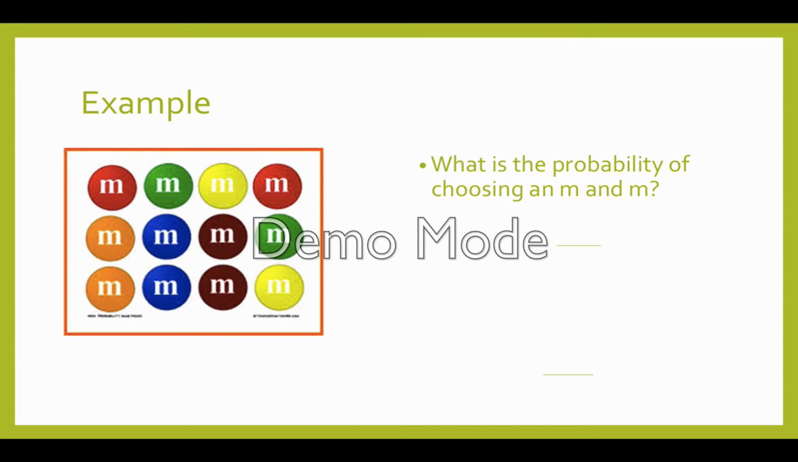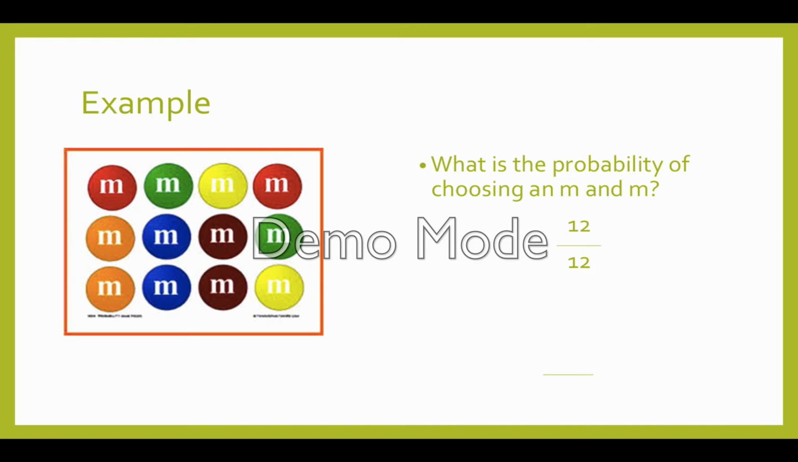What is the probability of choosing an M&M? If I put my hand in a bag of M&Ms, I'm not going to pull out peanuts or Skittles or monkeys. I'm going to pull out M&Ms. So the probability of choosing an M&M out of a bag of M&Ms is 12 out of 12. I will always choose an M&M. So 12 out of 12 or 1.